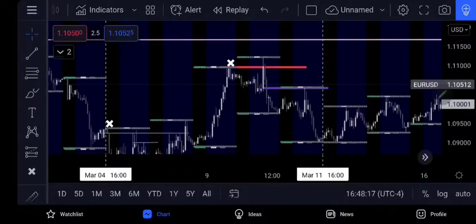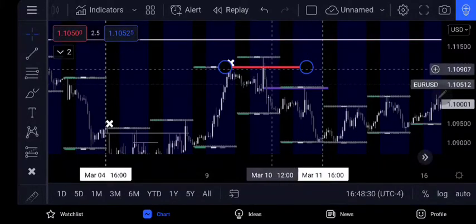So when you know your overall direction, if your overall direction is bullish, then you're only going to look for buy setups. Same thing the opposite. If it's bearish, you only look for bearish setups. So in this case, the high of this got taken out right here.